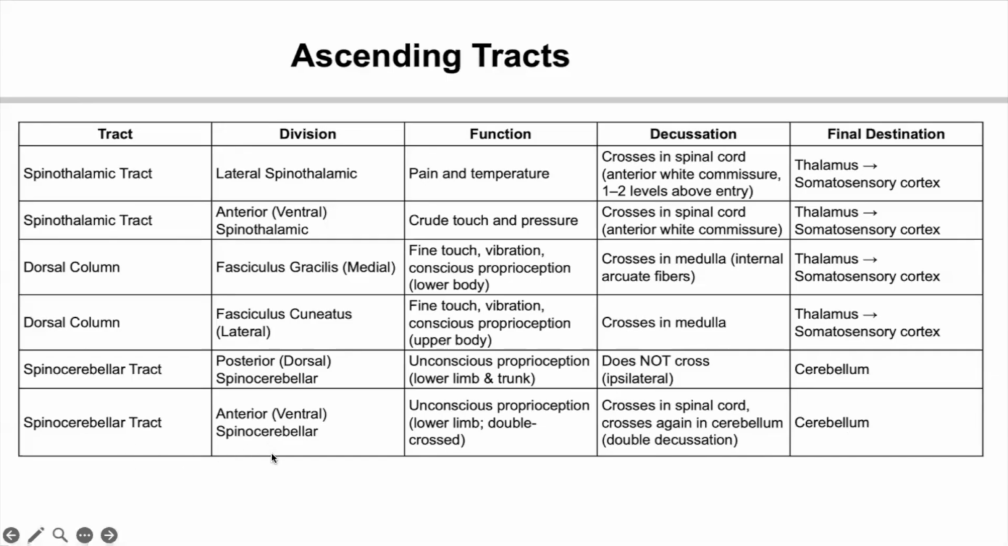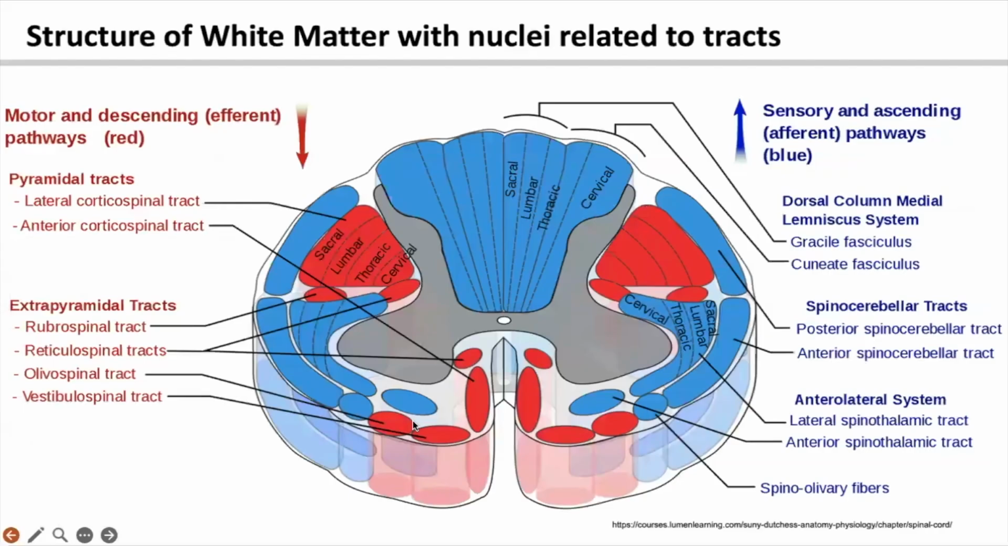The spinocerebellar tract in the anterior part of it crosses in the spinal cord and then again crosses in the cerebellum. Okay, so these are the different tracts. Let's review it again. So we are looking into the one that we had studied earlier. Shown in blue are the afferent or sensory pathways.